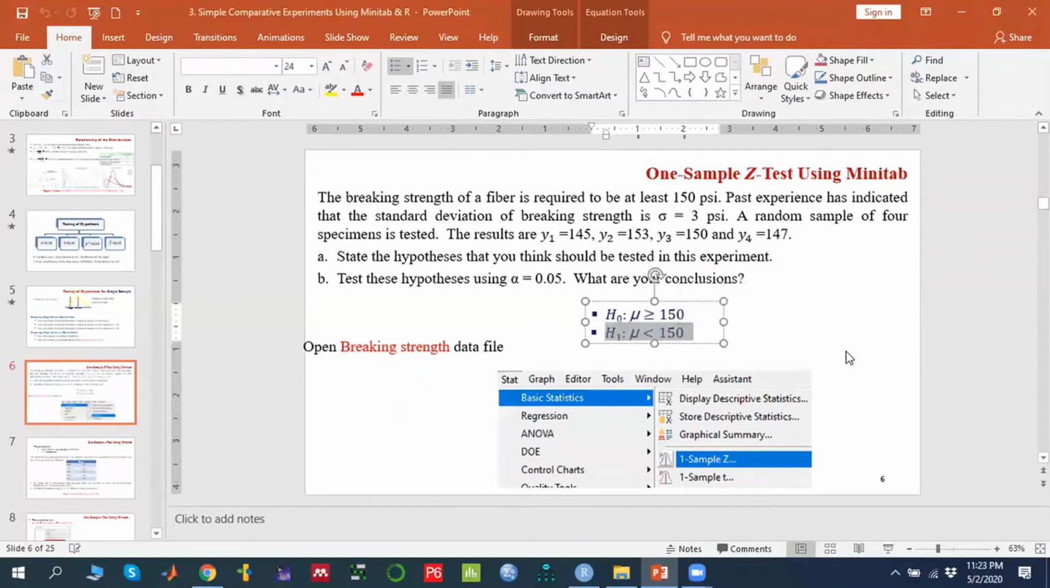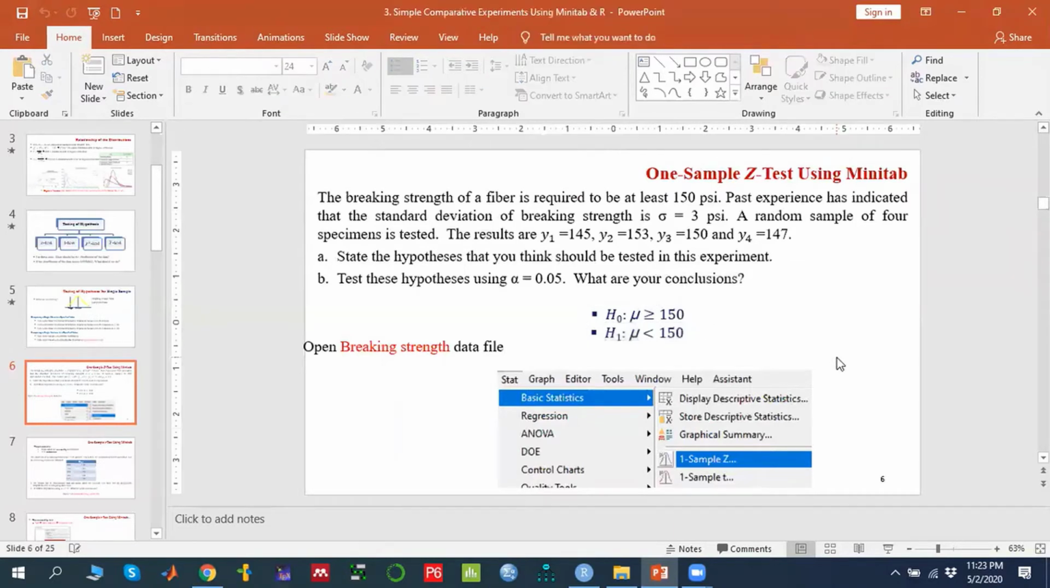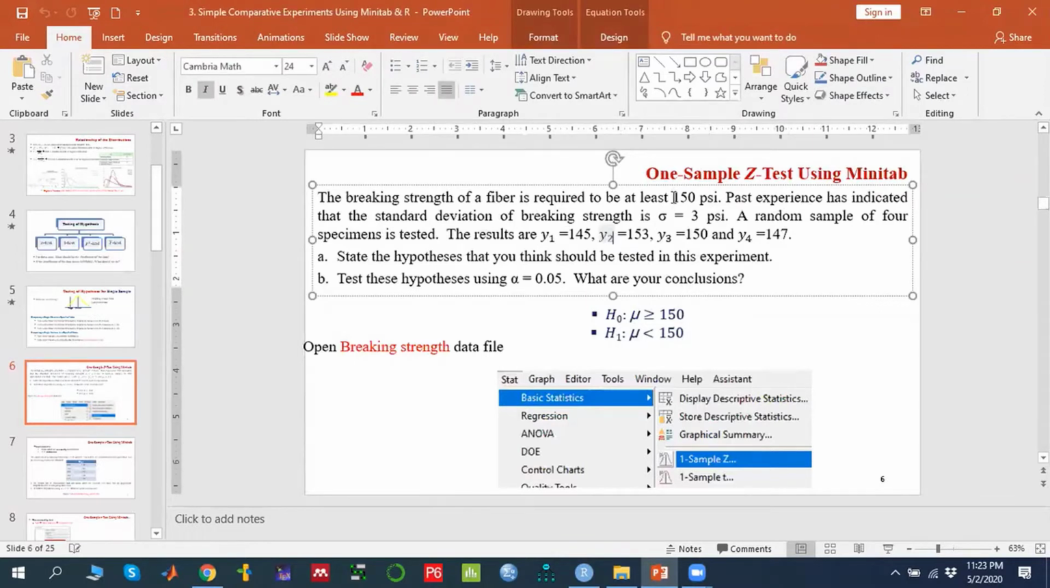So this is a one-tail test, right? It's a left tail. You can see the left tail distribution. But how can we apply this in a one sample z-test using R? So remember that the population mean is 150. The population standard deviation was given, which is 3, and the data set was this.